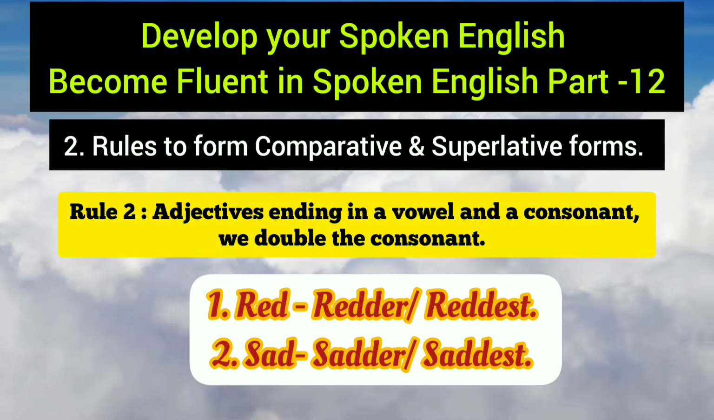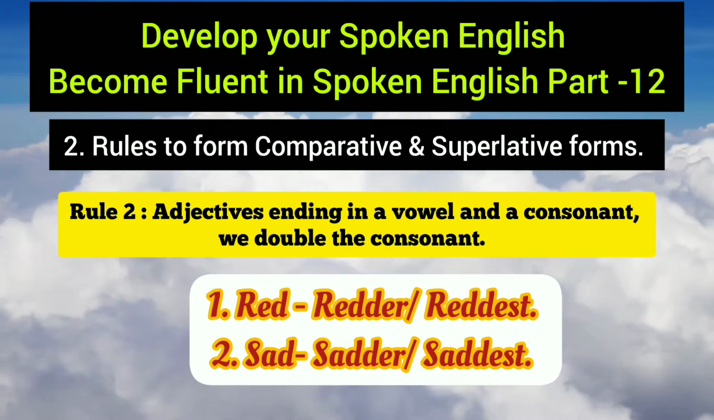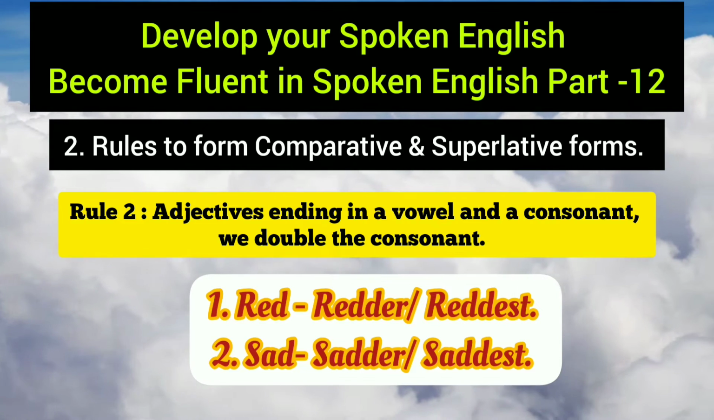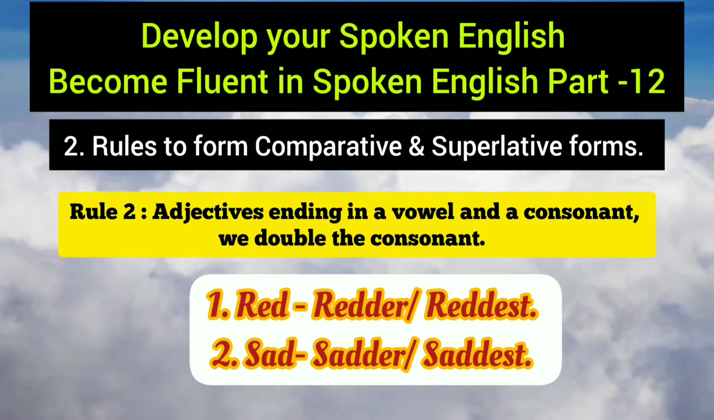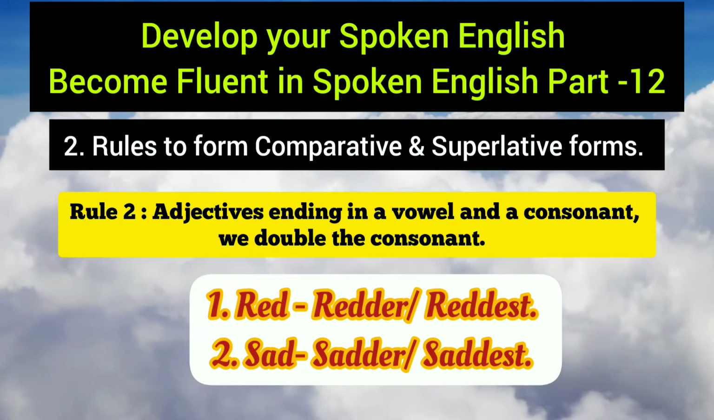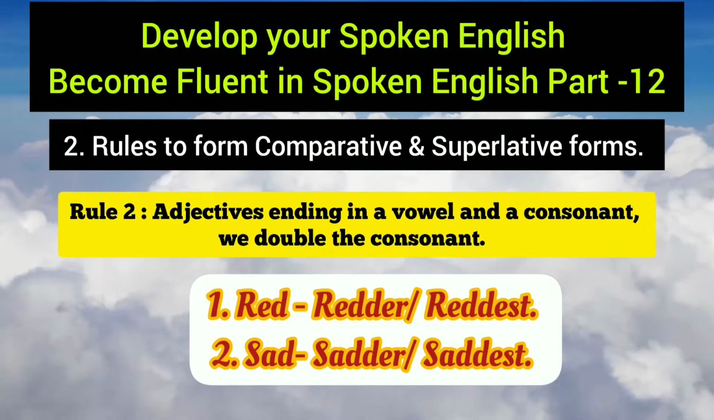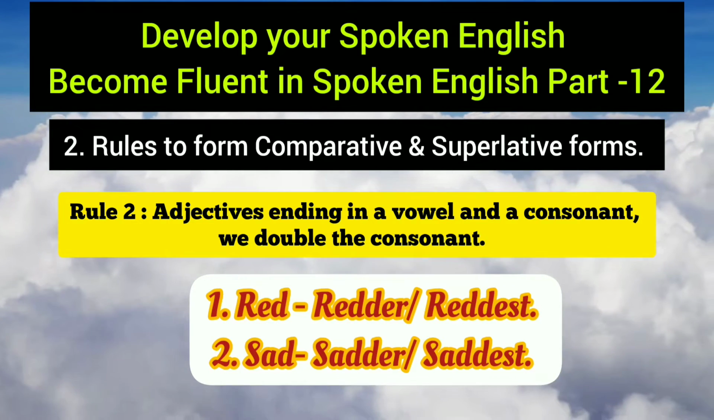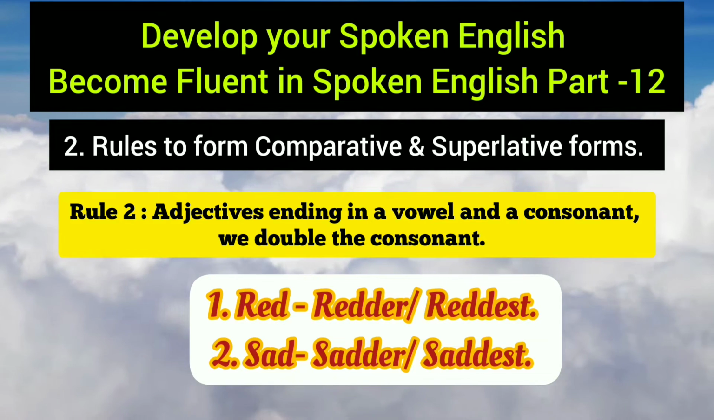Again, I'm doubling the D: one D is already there, and I'm adding one more D, followed by -est, that is reddest. I hope it's clear. You can use redder as a comparative and reddest as a superlative. He gave me the reddest rose I have ever seen. This is how you can use the superlative form of red, that is reddest.